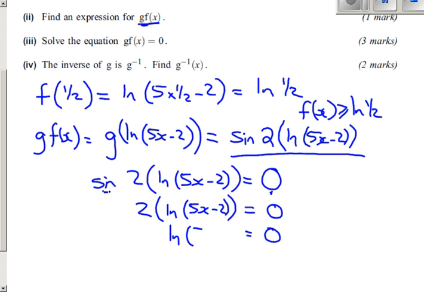So the ln of 5x take away 2 is 0. Now get rid of the ln by doing e to it. So we get e to the ln, and e to the 0 is 1. Now add the 2 and divide by 5 to give us 3/5 as our final answer.